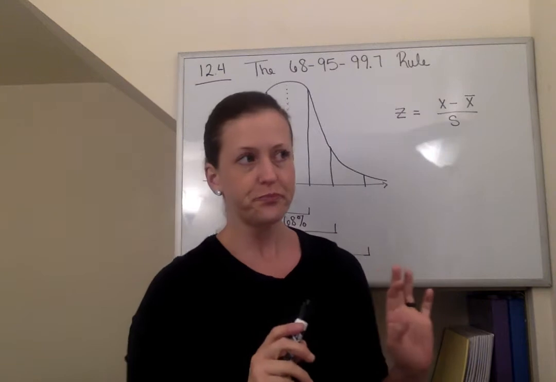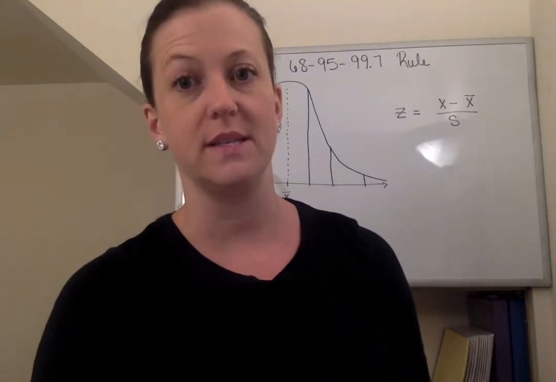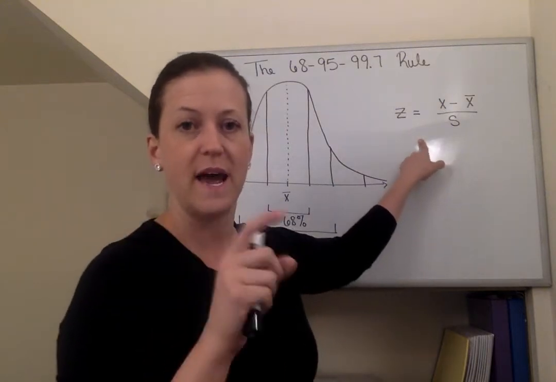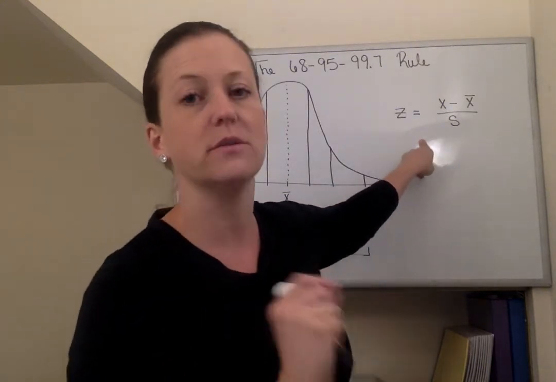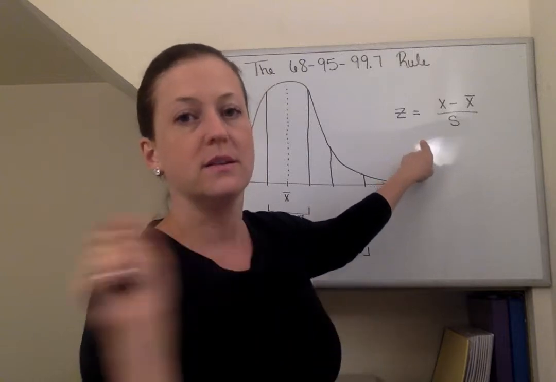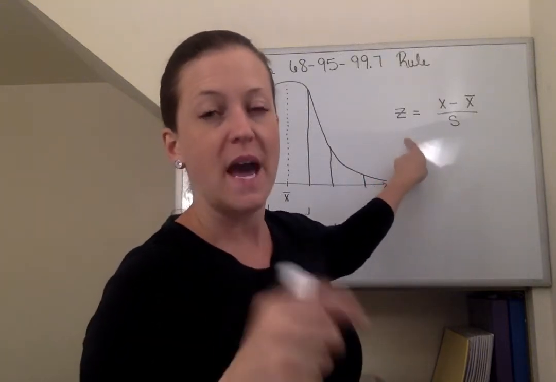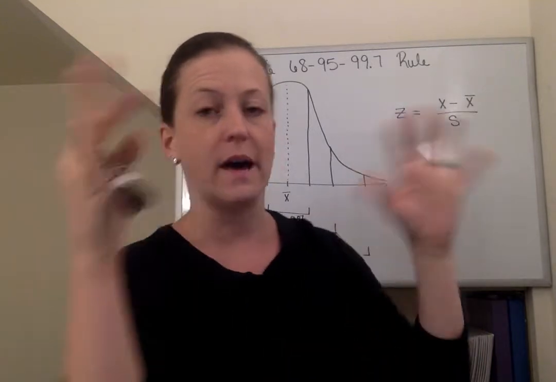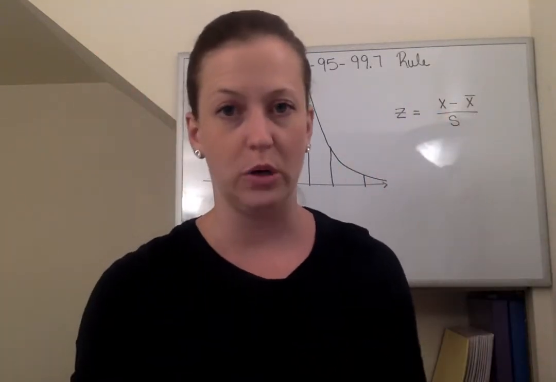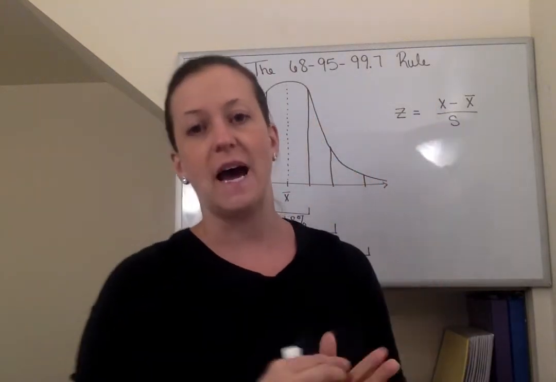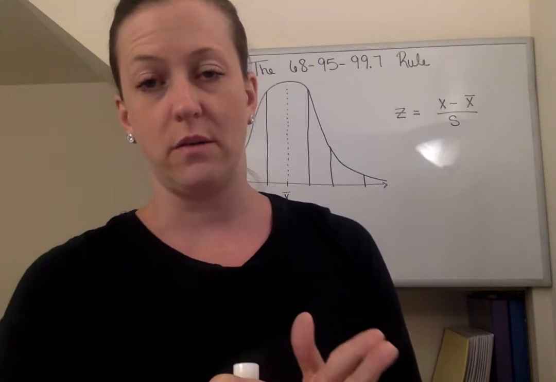So I want to start by talking about what a z-score is. Your book gives you this formula, z equals x minus x bar over s. Remember, x bar is the mean: the sum of all the data values, divided by how many there are. S is the standard deviation, that big table and the weird formula with the sigma. And x is whatever data value you are considering.